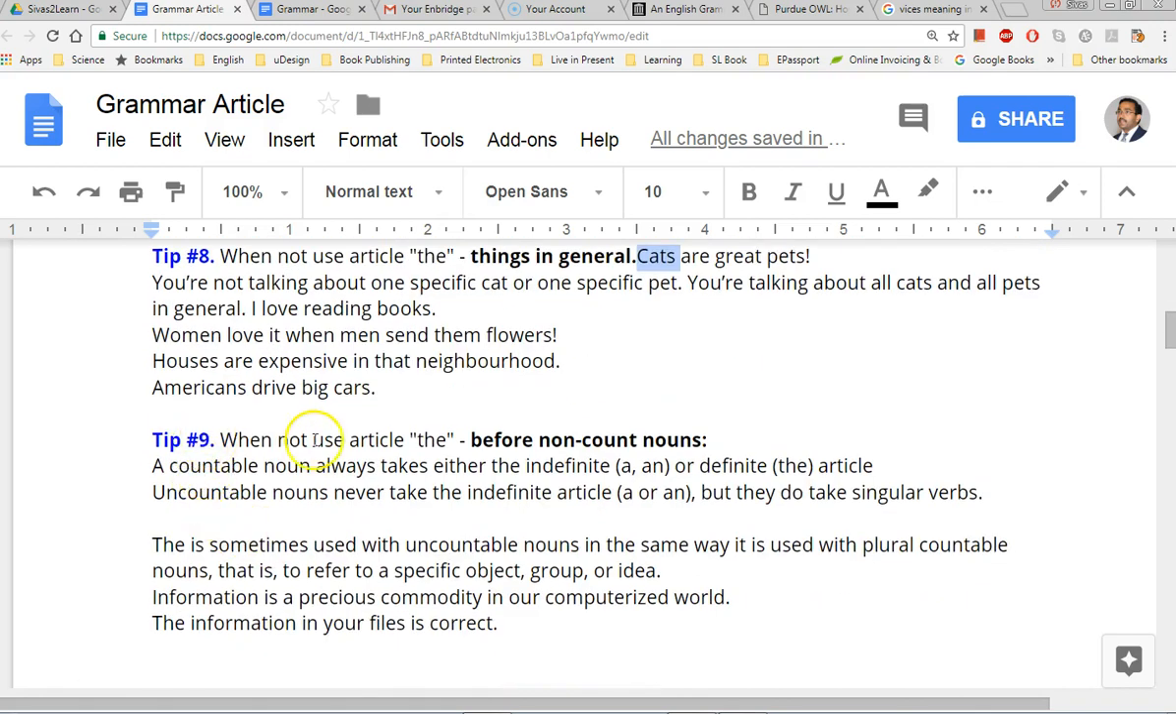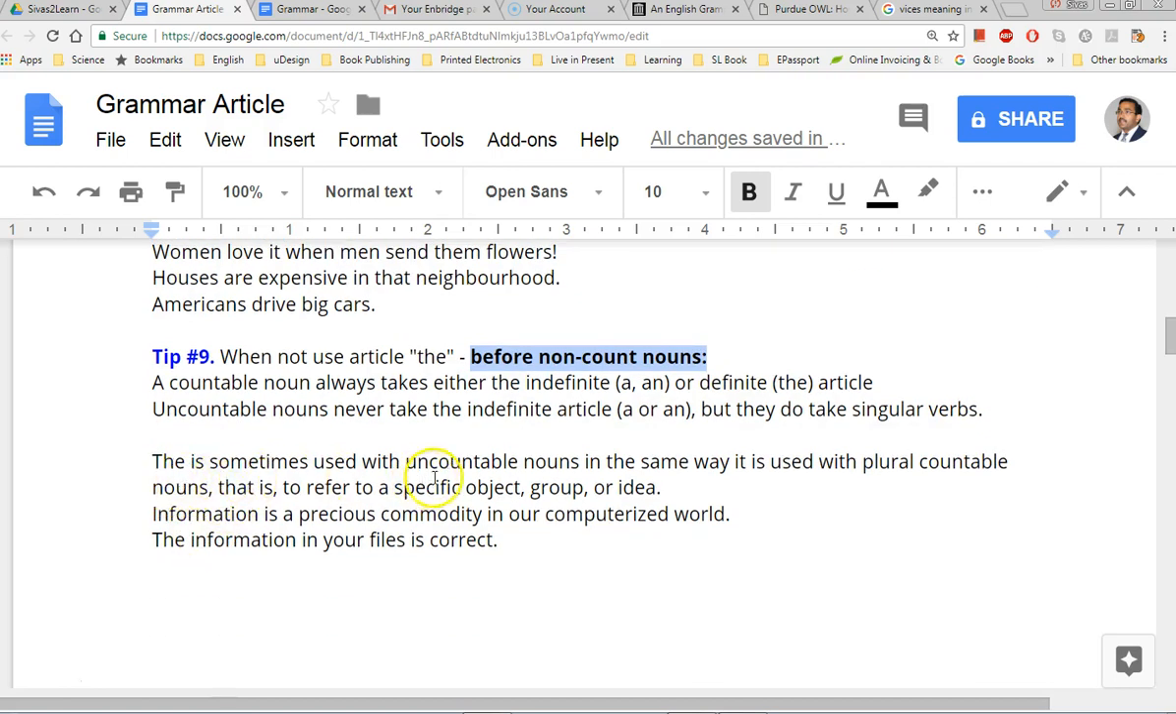Tip number nine, when not to use an article: don't use it before uncountable nouns, because countable nouns always take either the indefinite or the definite article. On the other hand, uncountable nouns never take the indefinite article, but they do take singular verbs. Say for example, this is sometimes used with uncountable nouns, right? So, information is a precious commodity in a computerized world.